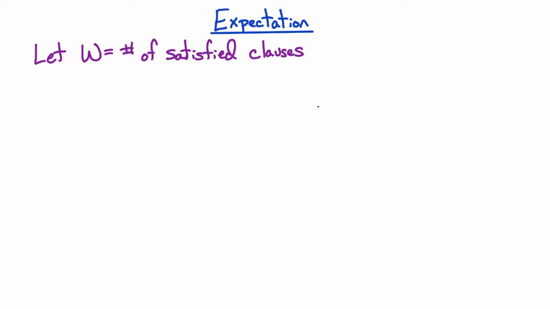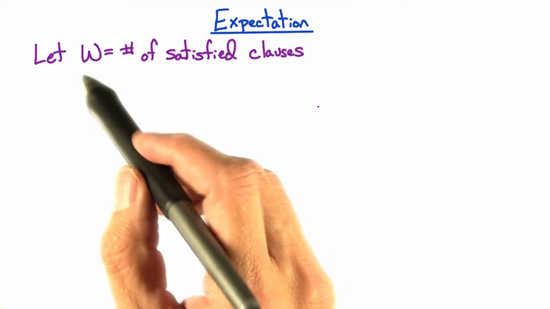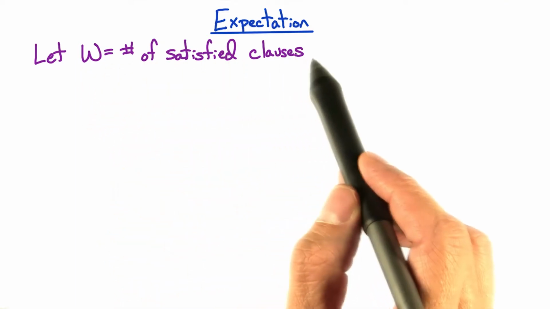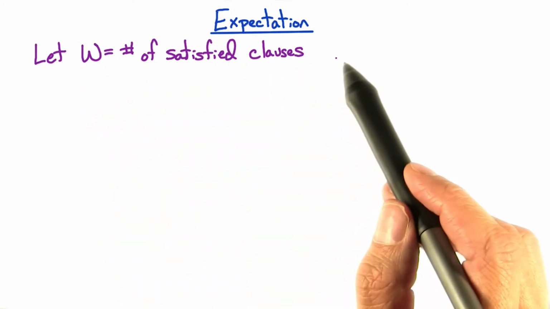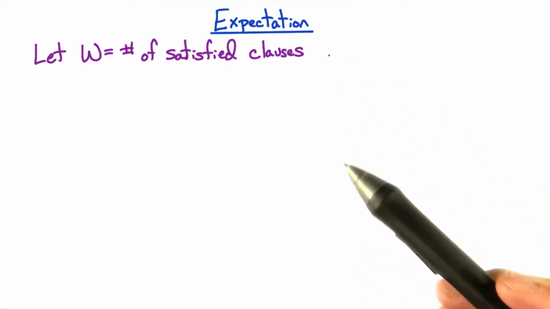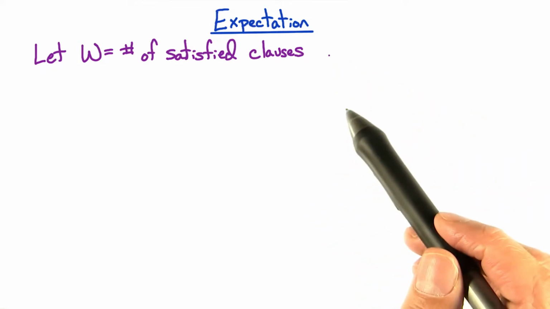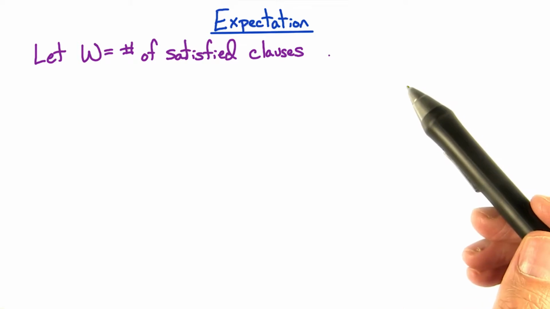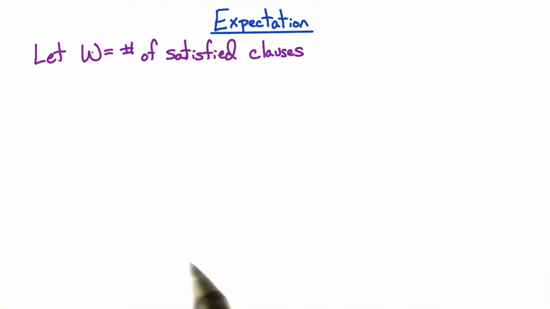Once again, we want to look at the expected performance of this randomized algorithm that we just defined. Therefore, we let capital W denote the number of satisfied clauses. This is in the random assignment, the assignment produced by solving the LP and doing randomized rounding. Since the assignment is random, capital W is a random variable. So we're going to look at its expectation.